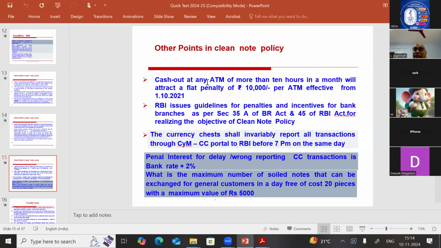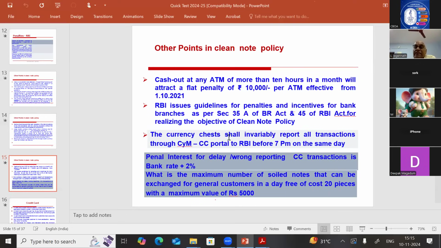Then cash out at any ATM for more than 10 hours in a month will attract a flat penalty of rupees 10,000 per ATM, effective from 1/10/2021. Once there is cash out at an ATM for more than 10 hours in a month, we have to pay a flat penalty of 10,000 rupees per ATM. They asked with effect from which date? The date is 1/10/2021. RBI issues guidelines for penalties and incentives for bank branches as per Section 35A of the BR Act and 45B of the RBI Act for realizing the objective of the clean note policy. Then this question also they asked once.